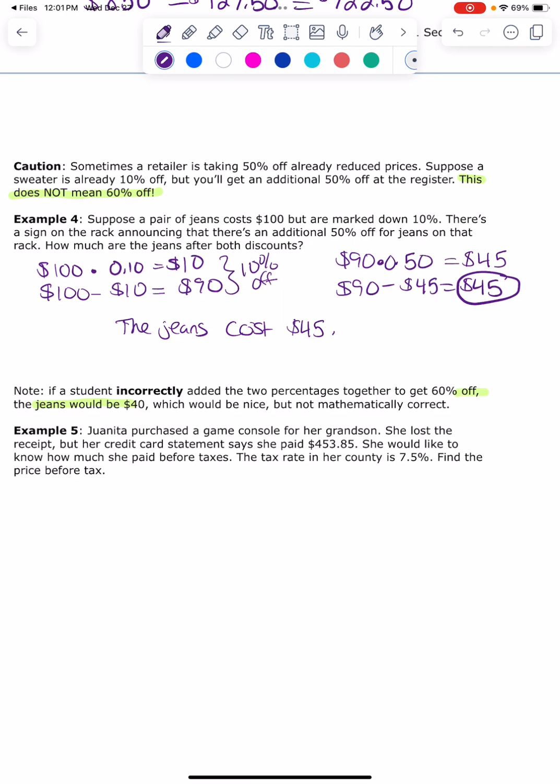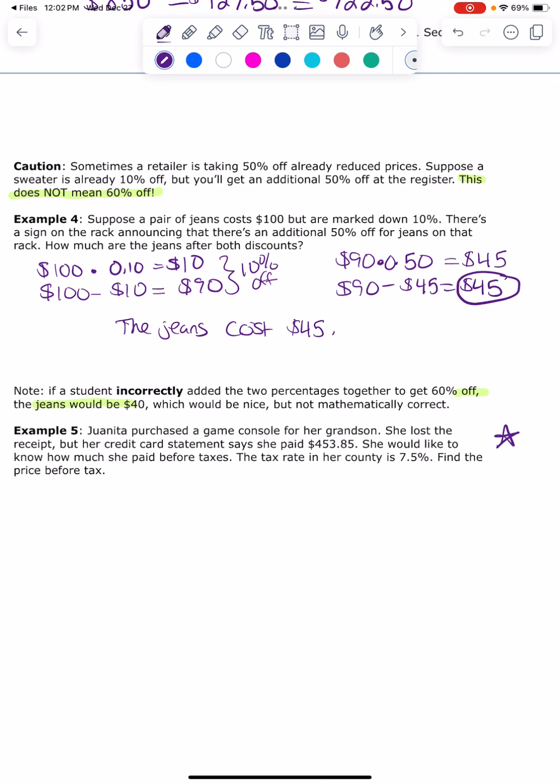Example 5. So this one I'm going to put a little star next to. It's probably the hardest percent problem, and it's also not that common. So let me read the problem. Juanita purchased a game console for her grandson. She lost the receipt, but her credit card statement says she paid $453.85. She would like to know how much she paid before taxes. The tax rate in her county is 7.5%. Find the price before tax.